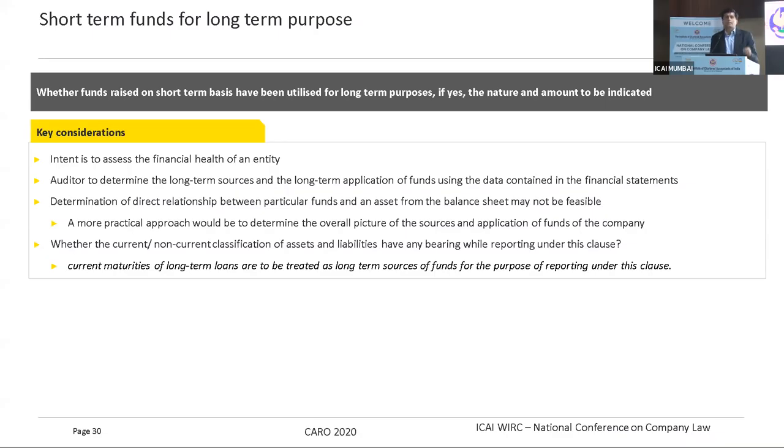Short-term source of fund and what is the long-term application of fund. Now, it will be very difficult to link one liability with one asset, right? So the guidance note also gives you a leeway that it has to be assessed from overall balance sheet point of view. So there will be multiple loans, multiple borrowing on one end, and there will be multiple utilization on the other end.